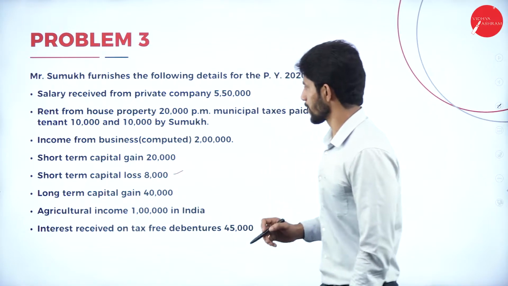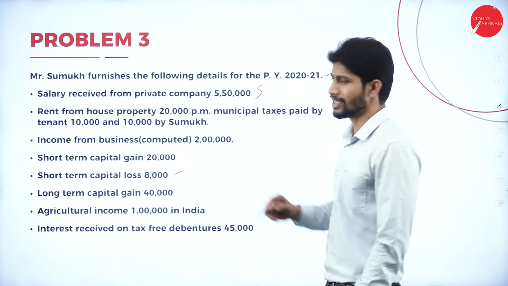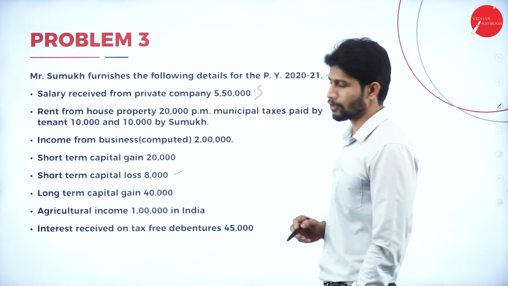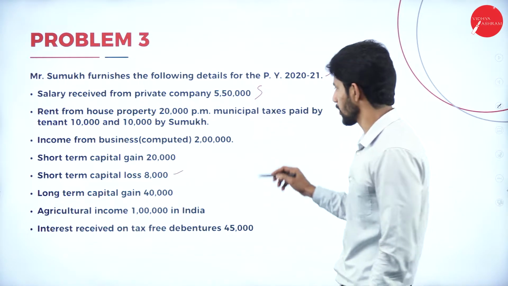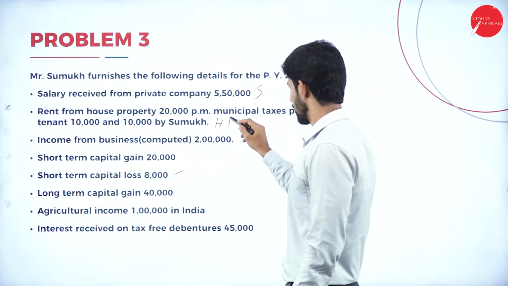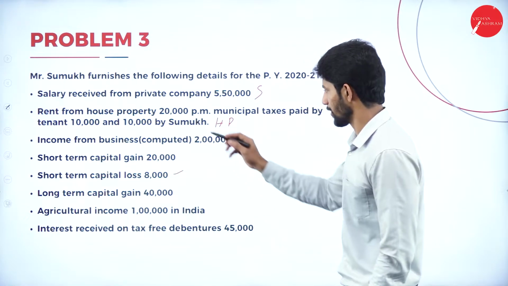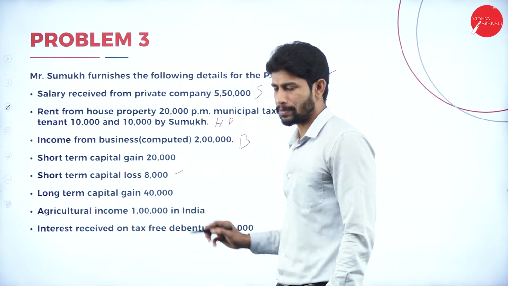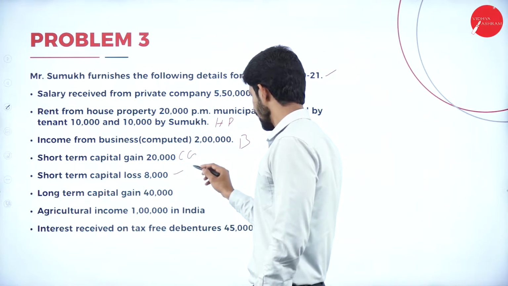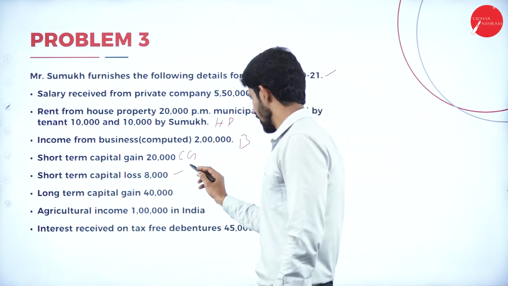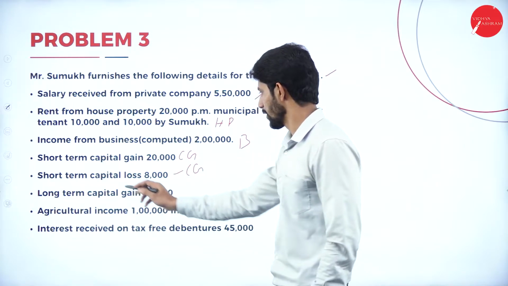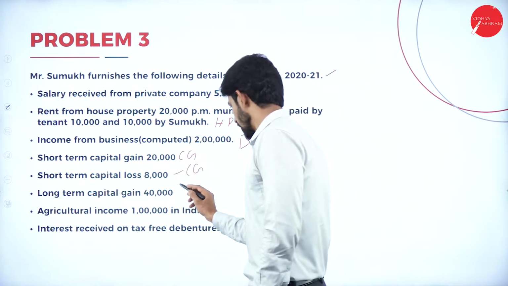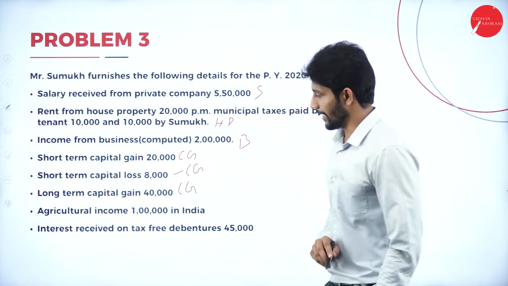So here, salary received comes under income from salary. Next, rent from house property, this information relates to house property. Next, income from business relates to business income. Next, short-term capital gain, short-term capital loss and long-term capital gain all relate to capital gain.